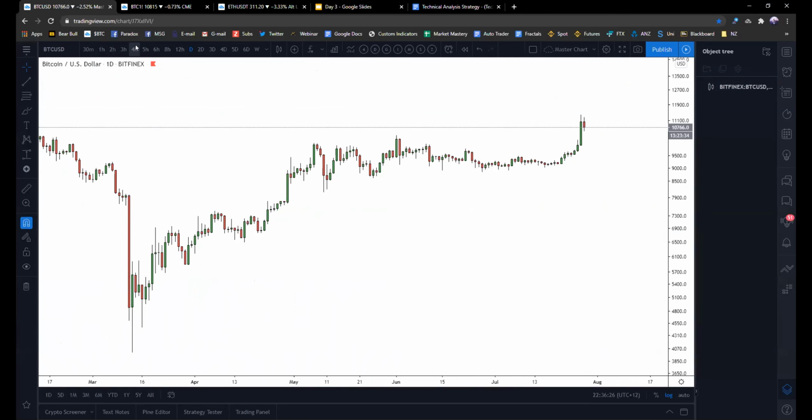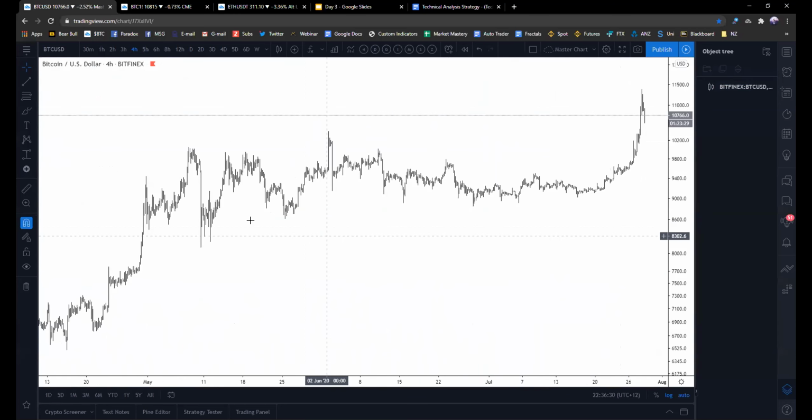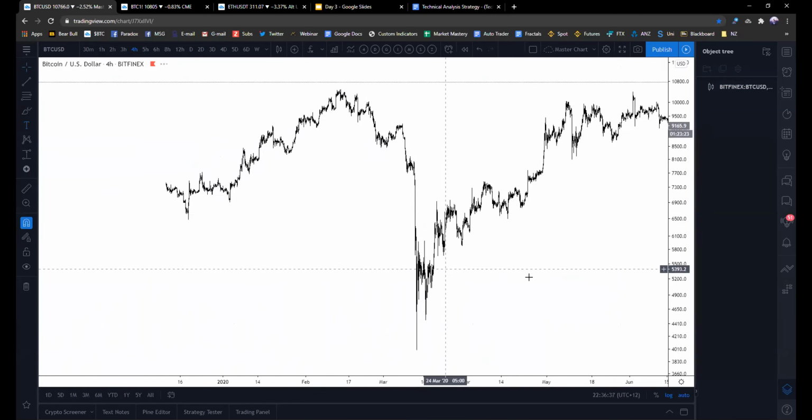And then you've got the 4-hour time frame as well. The way we usually teach this is literally just use the text tool, all right, and then just identify the trend as it forms.